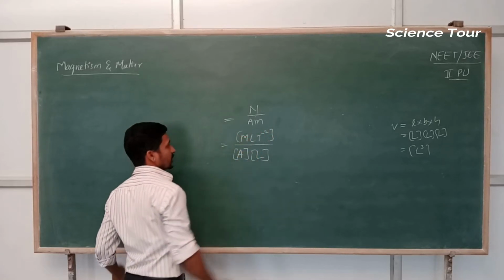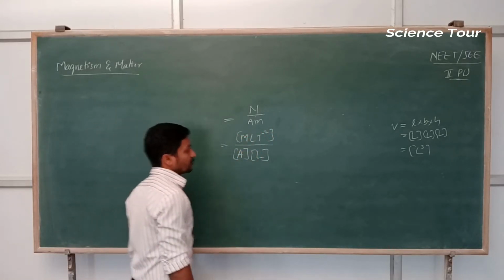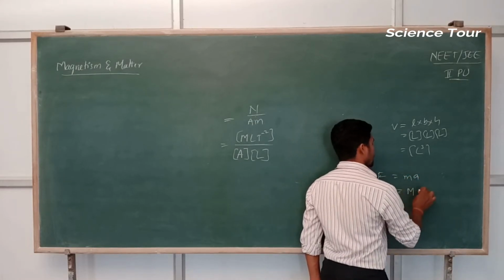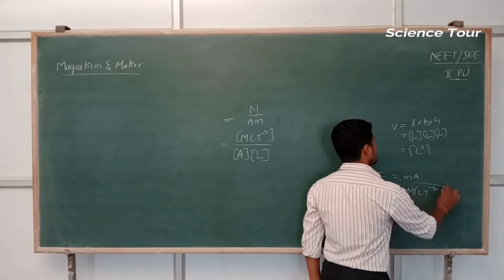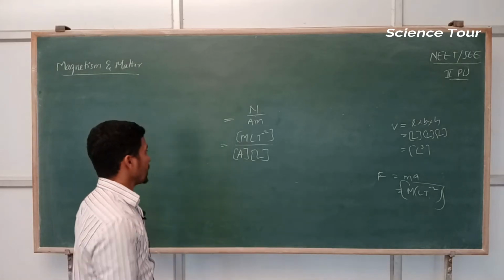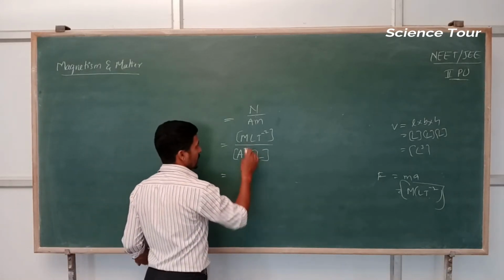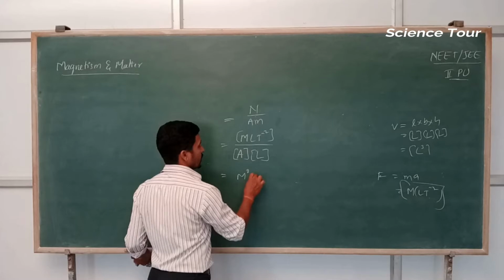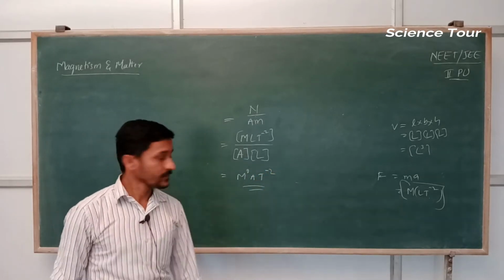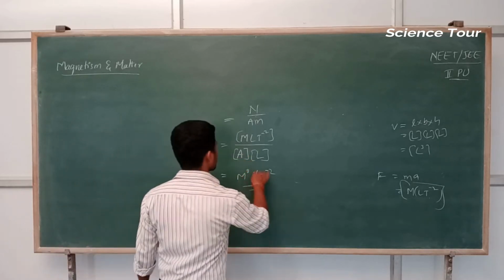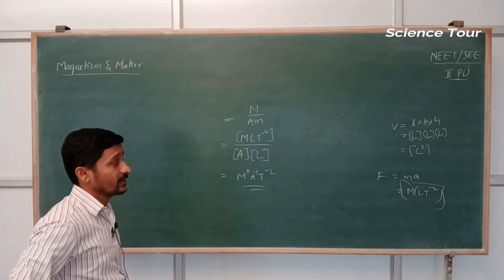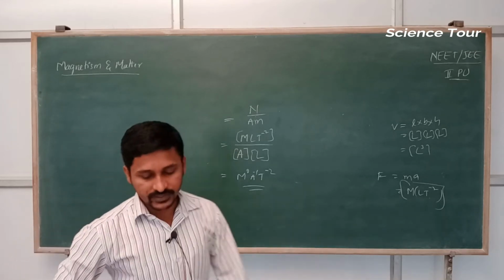The dimension formula of force is nothing but force is equal to m into a. You are going to write down M L T minus 2, where L T minus 2 is for acceleration. So together L cancels, M to the power 0, A T minus 2, and you are going to get M A inverse T minus 2. This is the dimension formula of the magnetic field.